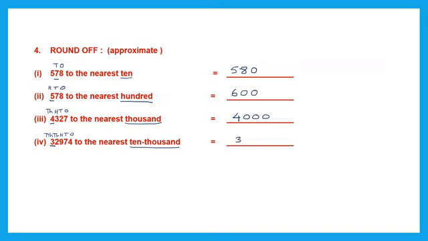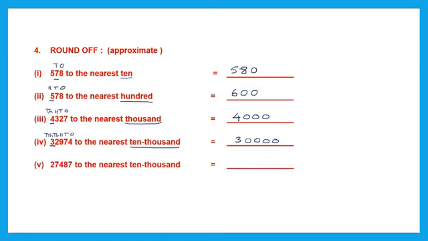And all the digits to the right of the underlined digit will be replaced with zeros. So how many digits are there? 1, 2, 3, 4. So 4 zeros. Now let's put that 1, 2, 3 and 4. So what's our answer? 30,000.